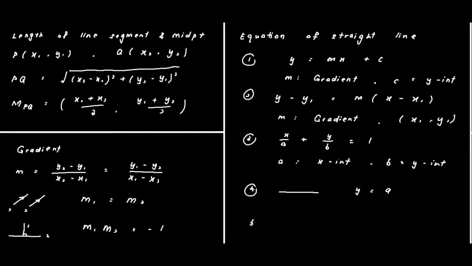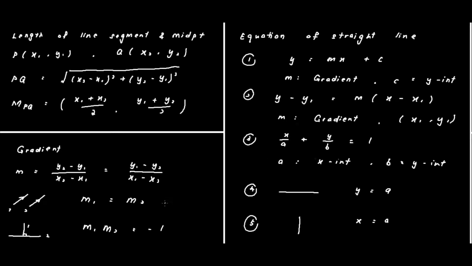Then after that, for number 5, where you have a line that is parallel to the y-axis, the formula here will be x equals a. So it's the same thing. This one you are using your y-intercept and this one you are using your x-intercept, which I think you should be quite familiar with. The only thing that you might be forgetting is the number 3 one.